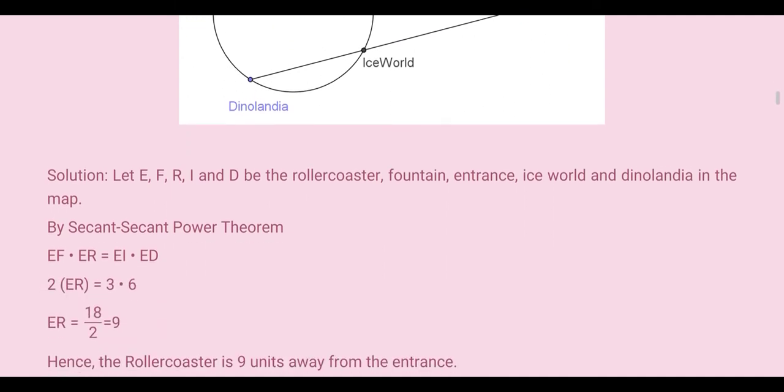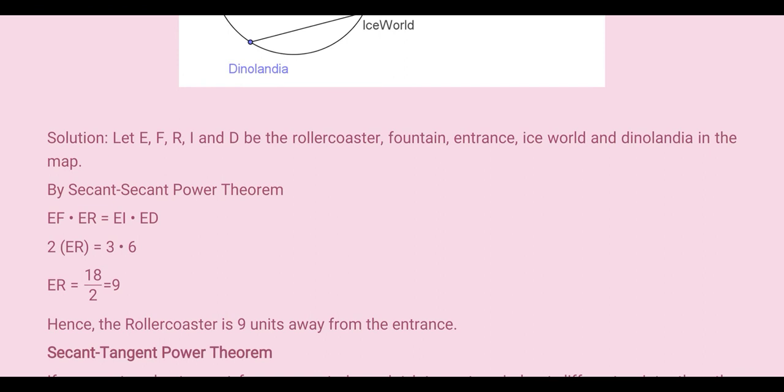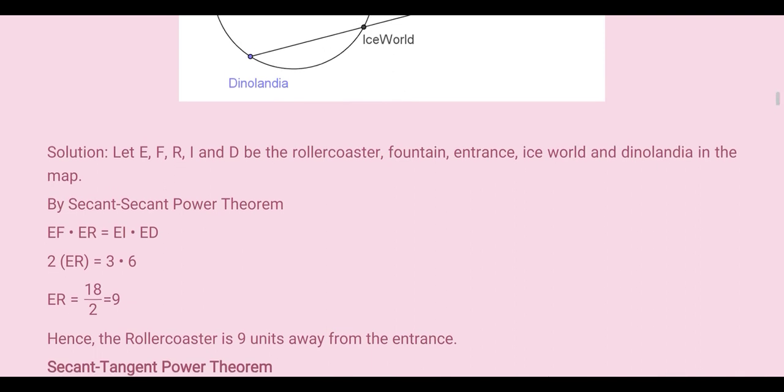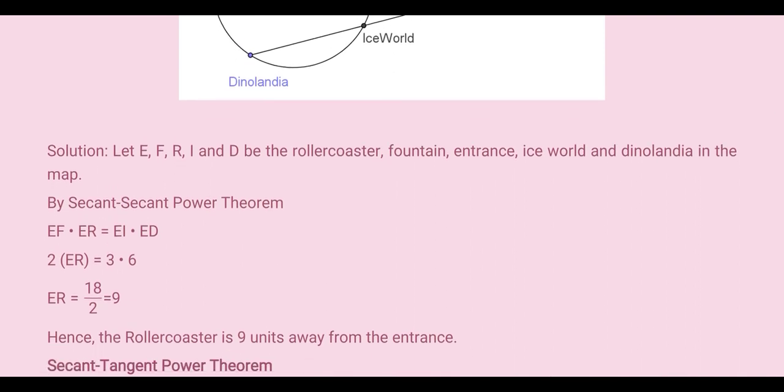Ang given natin, from entrance to fountain, that's 2 units away. From entrance to the roller coaster, yun yung missing, so that's ER. From entrance to Iceland, that's 3 units away. From entrance to Dinolandia, it is 6 units away. So multiply 3 times 6, you will have 18. Then divide both sides by 2, so 18 divided by 2, you will have 9. Hence, the roller coaster is 9 units away from the entrance. Okay, that's for the first one, the secant power theorem.